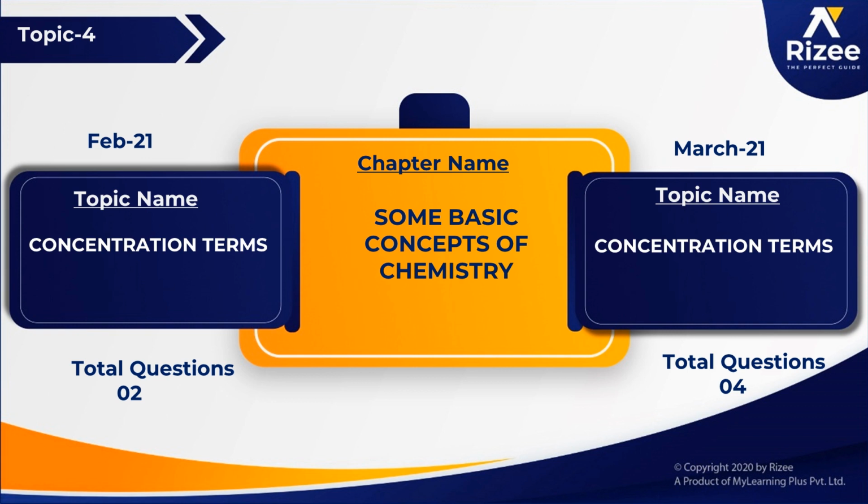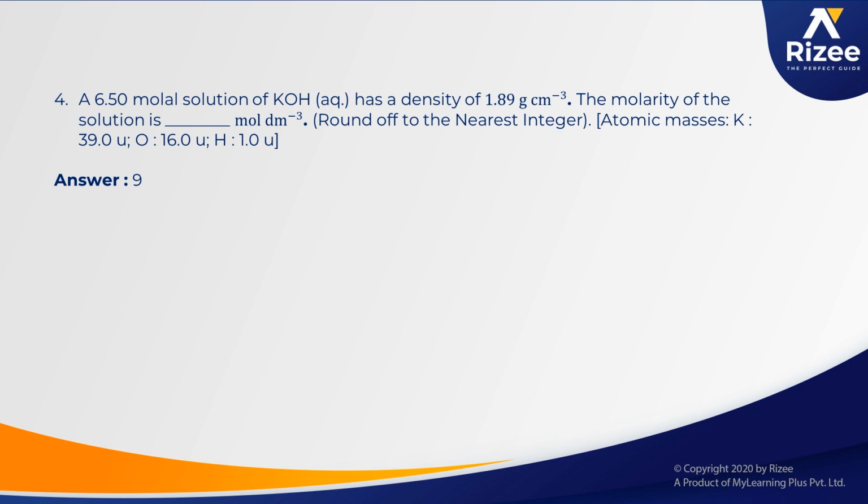One of these 6 questions is, here it is: a 6.50 molar solution of KOH has a density of 1.89 gram per centimeter cube. He is asking the molarity of the solution. So how do we find the molarity if the molality is given?